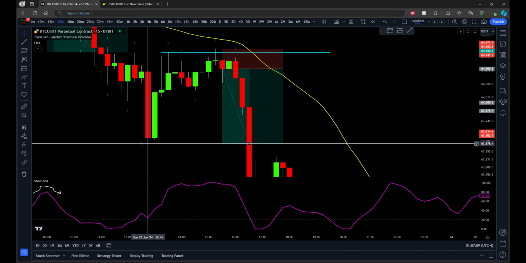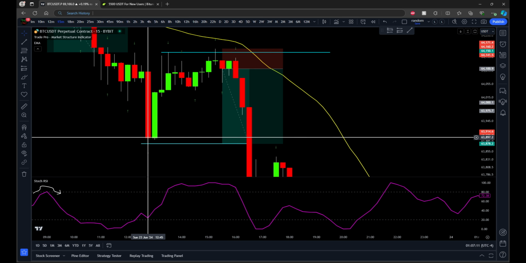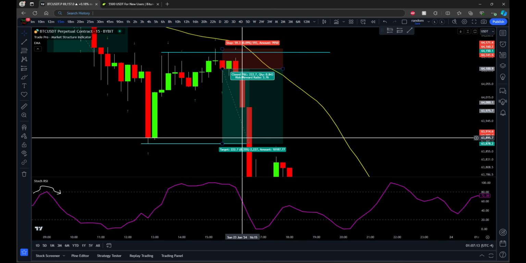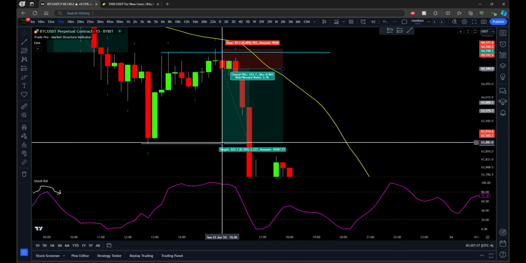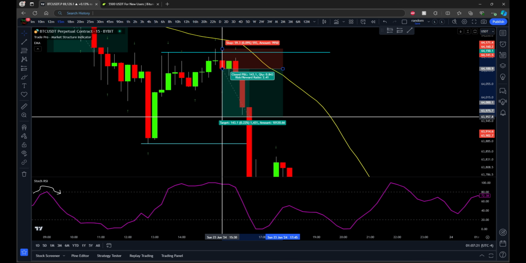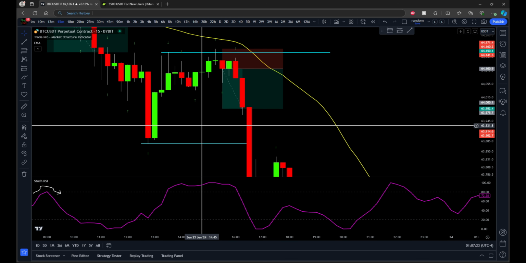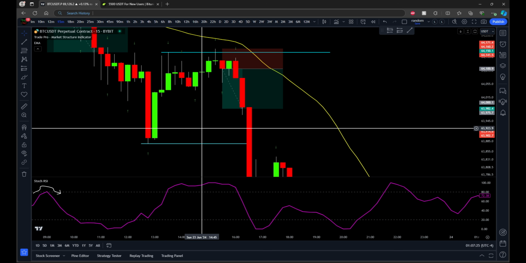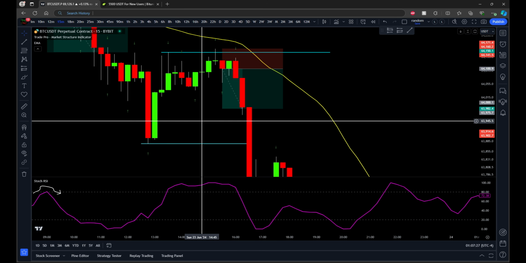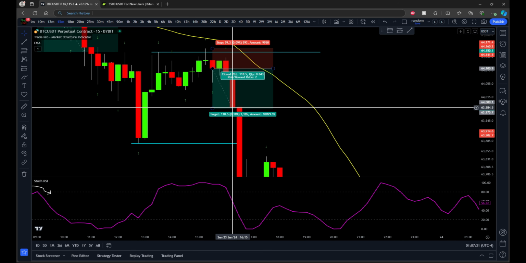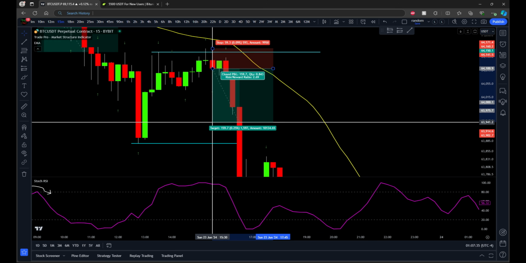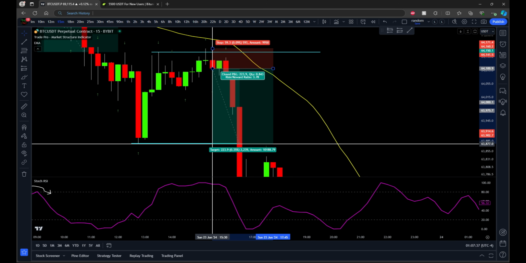So we're going to target the low from where this pullback began. And that gives us a 1 to 3.76 risk to reward ratio. Now, the other rule is at 1 to 2 risk to reward ratio, we're going to go break even on our stop loss. So for this specific setup, we would go break even right here, on this candle, comes down to 1 to 2 risk to reward ratio. We just go break even there and continue to target our original profit target.